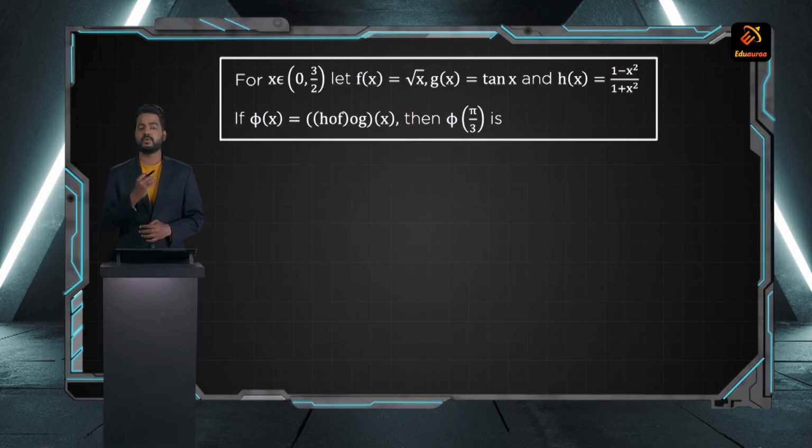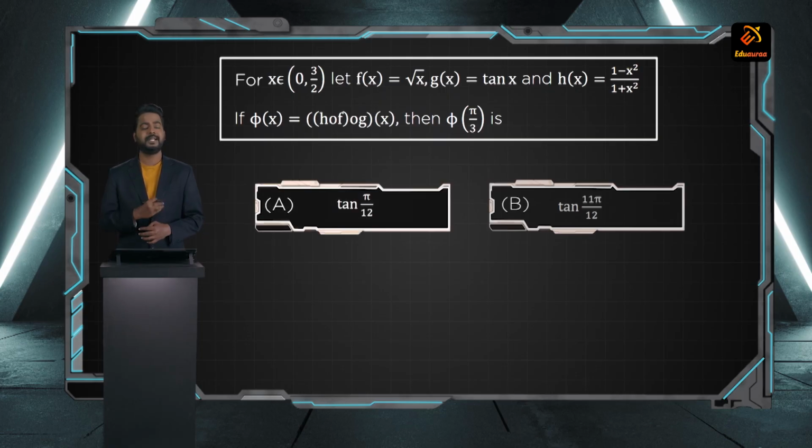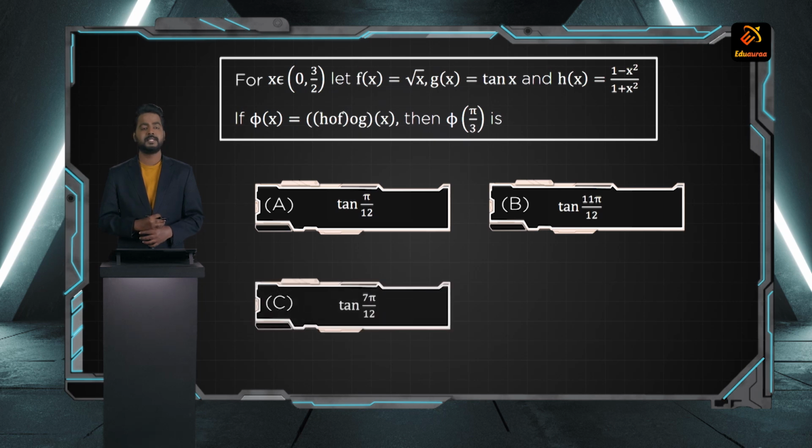For x belongs to 0, 3 by 2, let f of x is equal to root x, g of x is equal to tan x, and h of x is equal to 1 minus x square upon 1 plus x square. If phi of x is equal to h of f of g of x, then phi of pi by 3 is equal to: option A 10 pi by 12, option B 11 pi by 12, option C 7 pi by 12, option D 5 pi by 12. This question has come in JEE Main 2019.